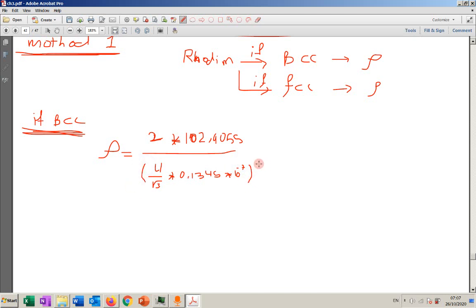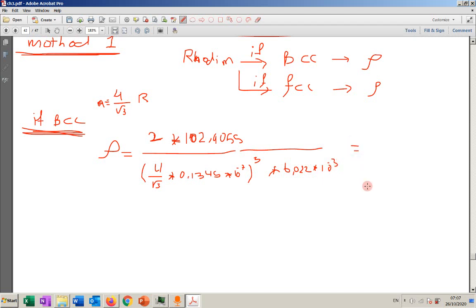This is the volume, isn't it? What I did, I directly computed a cubed. This is 4 over root 3 R, which is for BCC. So I'll cube this one, and I change R, which is nanometer, to centimeter. Then multiply this by Avogadro number as well, which is 6.022 times 10 to the power 23.